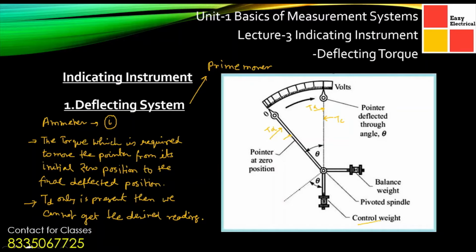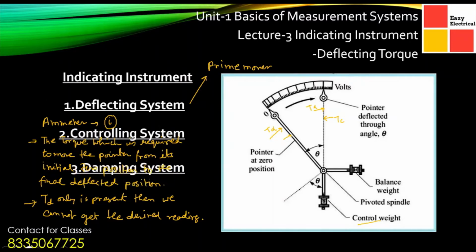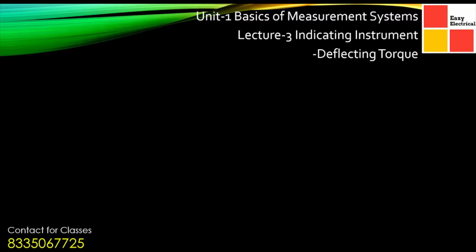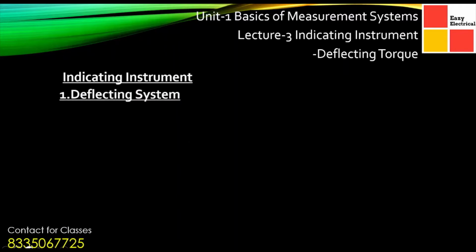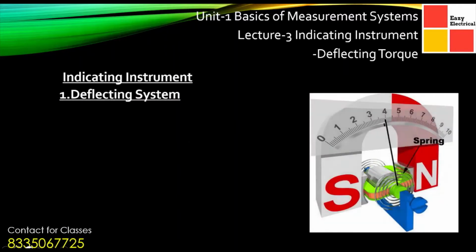Now coming to the next point, that is our controlling system. Another system is our damping system. We will get into details on this. First we have discussed the deflecting system, and now we will discuss the remaining parts, that is, the indicating system. We have discussed the deflecting part as well. Here you can see a simple figure, and we have discussed the deflecting system.